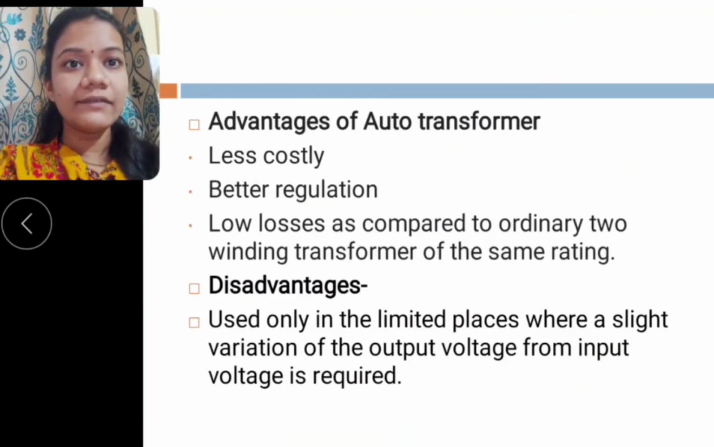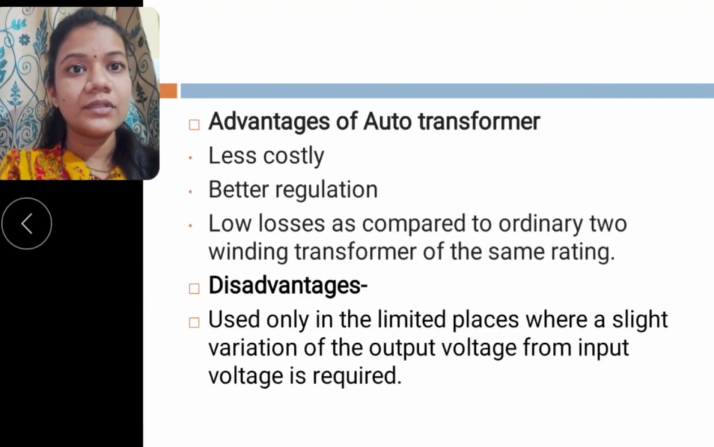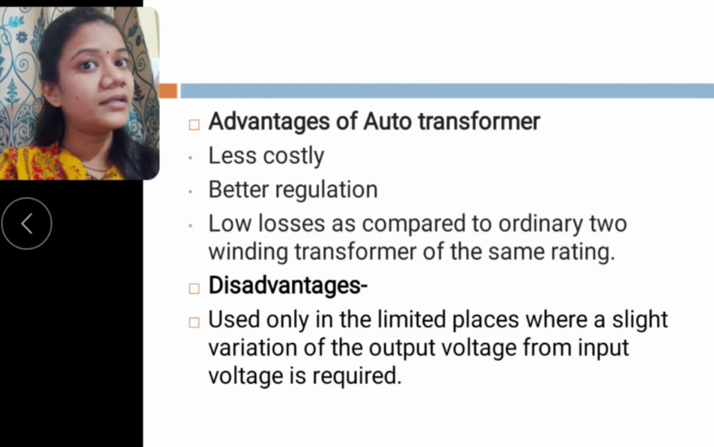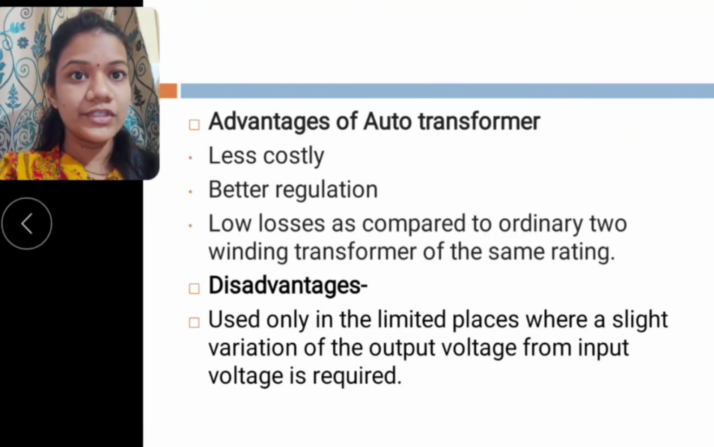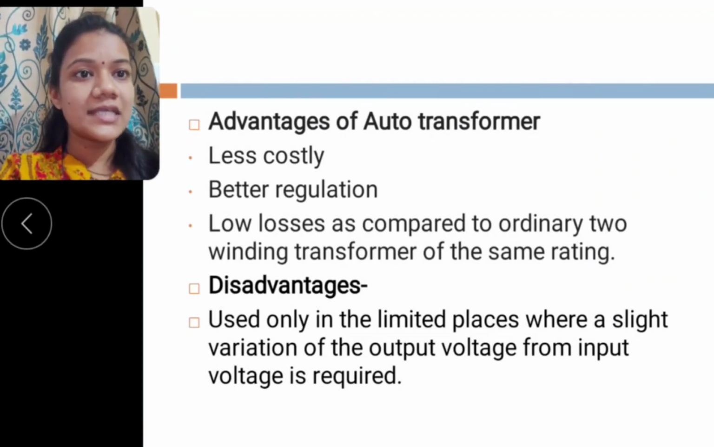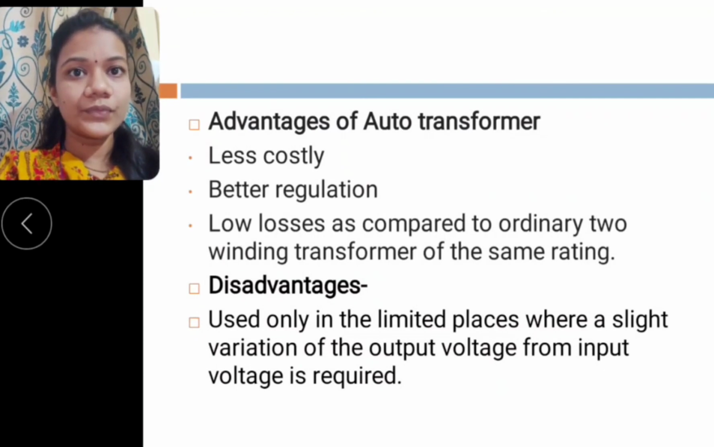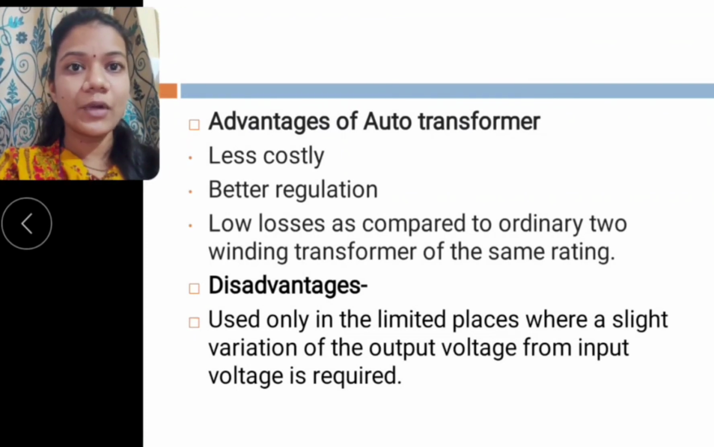Now what are the advantages of an auto transformer? It is less costly, regulation is best, as we see the auto transformer is used as a voltage regulator, and it has low losses as compared to the ordinary two winding transformer. Then the disadvantage: it is used only in limited places where a slight variation of output voltage from input voltage is required.